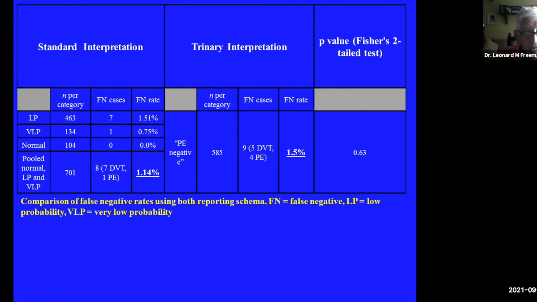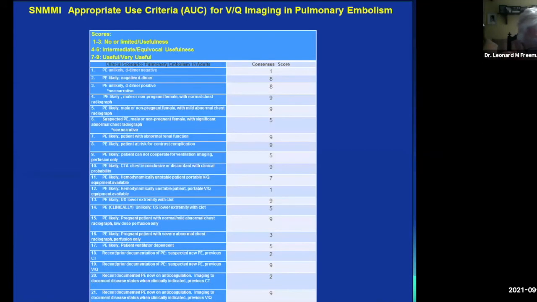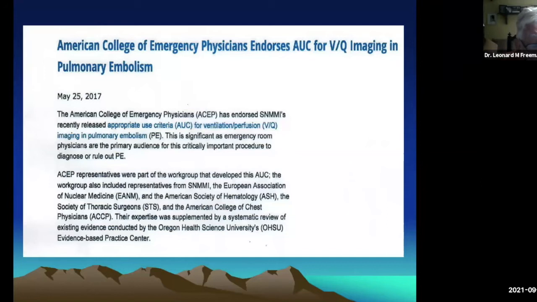The Society of Nuclear Medicine did an appropriate use criteria, and they looked at all different clinical scenarios and basically said whether or not VQ was indicated for a particular thing. This is available from the Society of Nuclear Medicine, and it's been published as well. And I'm not going to have the time, unfortunately, to discuss this right now and go through these different scenarios. But this is an official document, and this document, in fact, as you see, has been accepted by the American College of Emergency Physicians and by several other organizations as well.